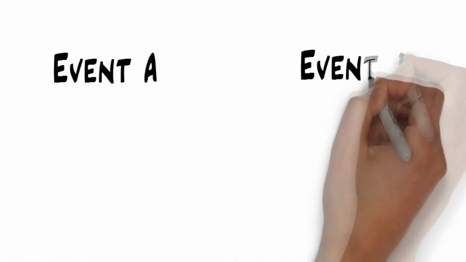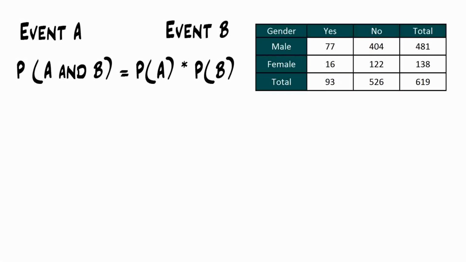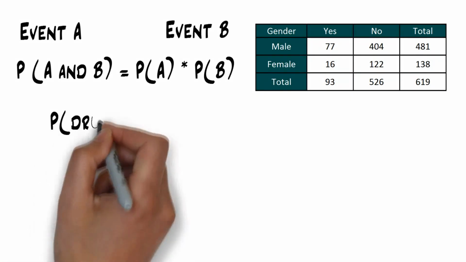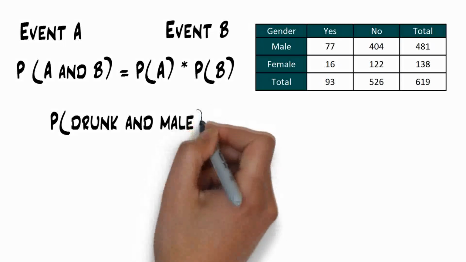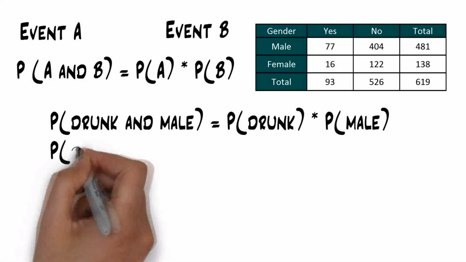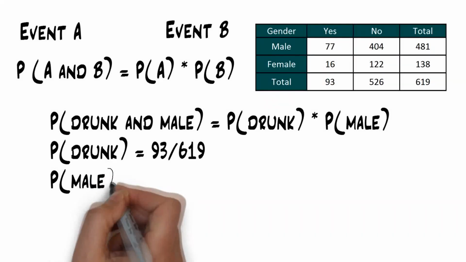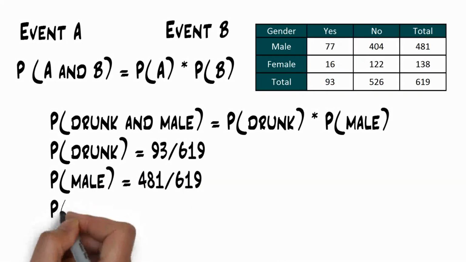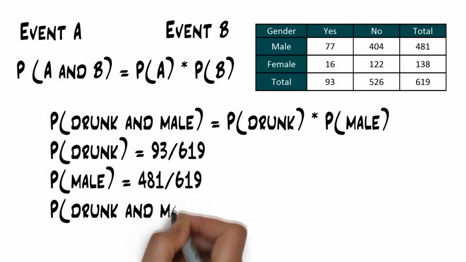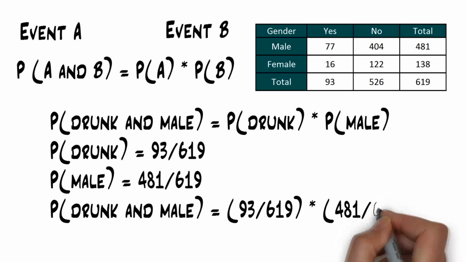If events A and B are independent, then the probability of A and B equals the probability of A times the probability of B. We use this rule for calculating expected counts, 1 cell at a time. Applying the rule to the first top left cell, if driving drunk and gender were independent, then the probability of being drunk and male is equal to the probability of being drunk times the probability of being male. By dividing the counts in our table, we see that the probability of being drunk is equal to 93 divided by 619, and the probability of being male is 481 divided by 619. So, the probability of being drunk and male is 93 divided by 619 times 481 divided by 619.